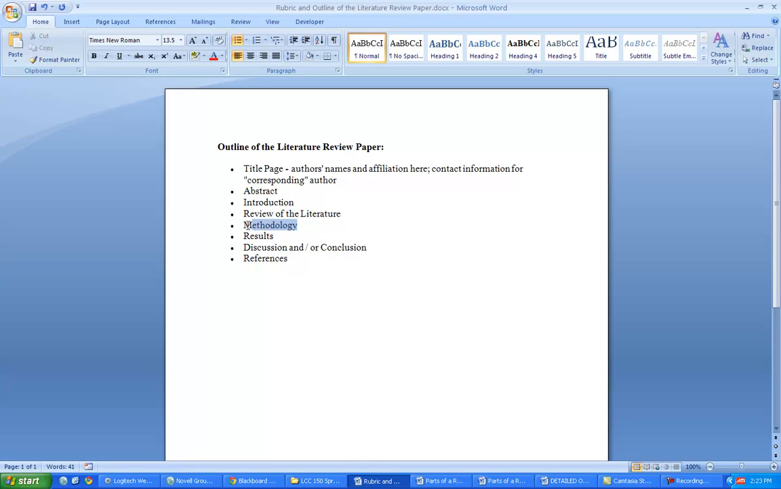Your methodology, where'd you get your articles? Okay, that's just a very short section. The results, if there are results, okay, if there are any numbers that you found, you can do that as well. This is the big piece right here. This is when you bring in your ideas and what you've found. References, always in APA format. So let me go into more details.